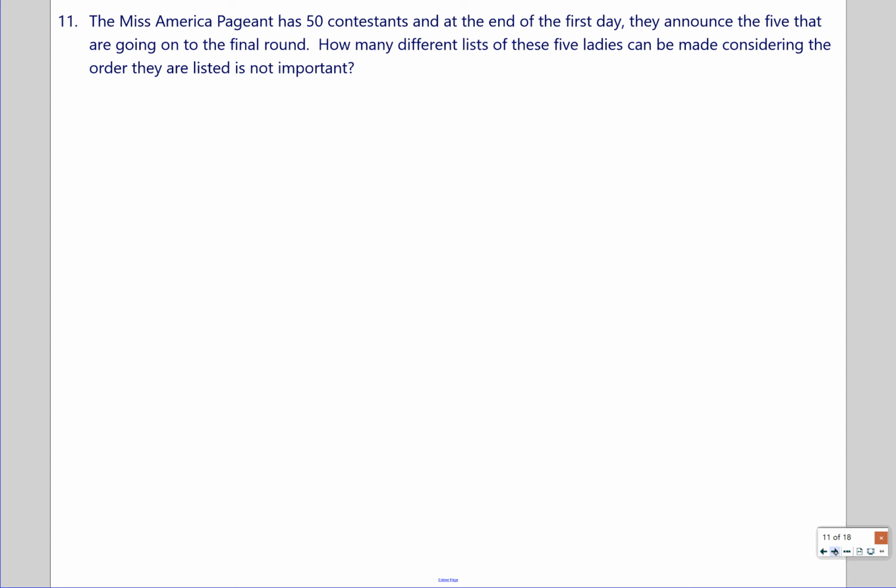Number 11. The Miss America pageant has 50 contestants. At the end of the day, they announce the 5 that are going to go on to the final round. How many different lists of 5 ladies can be made, considering that the order they are listed is not important? So if order is not important, what are we using? A combination, and this is just a very quick 50 choose 5. That's it. And I get 2,118,760.